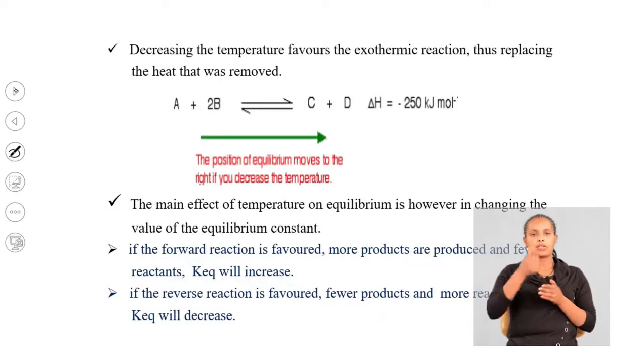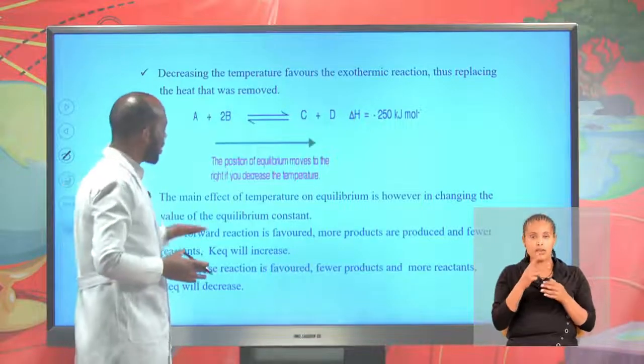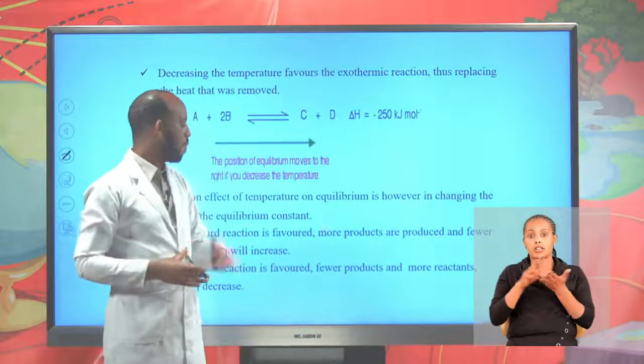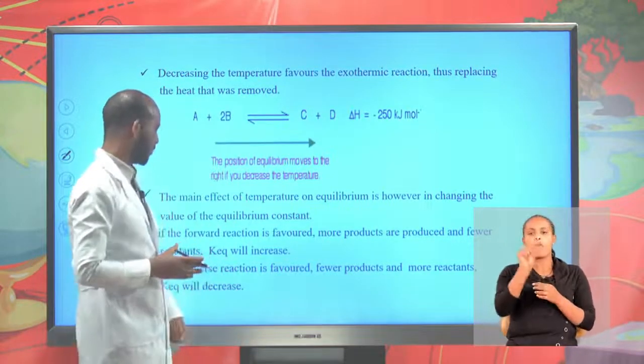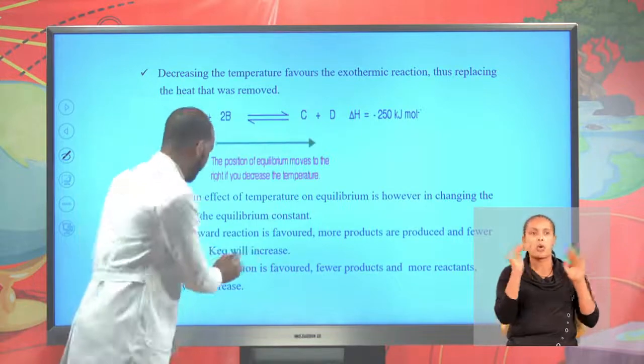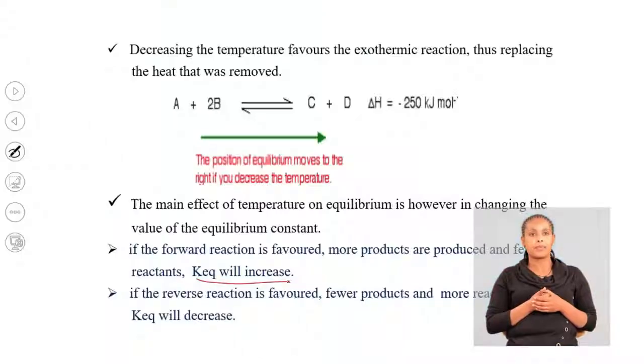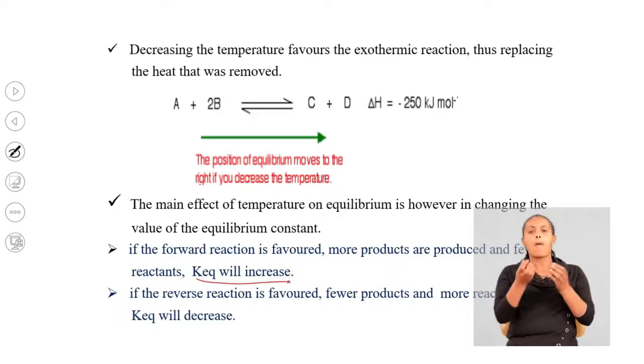The main effect of temperature on equilibrium is, however, in changing the value of the equilibrium constant. As we said, the value of the equilibrium constant Kc depends on temperature. If the forward reaction is favored, more products are produced and fewer reactants, so K equilibrium will increase. If the reverse reaction is favored, fewer products and more reactants, K equilibrium will decrease.